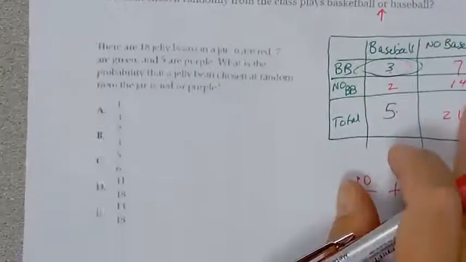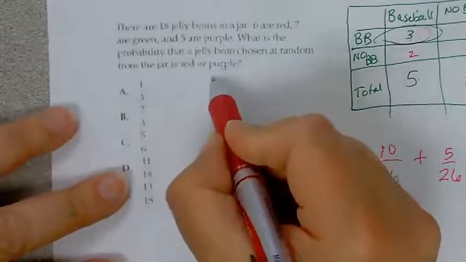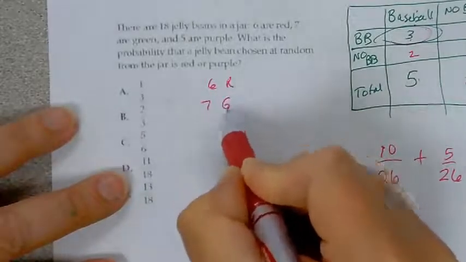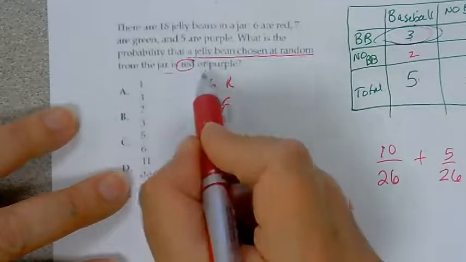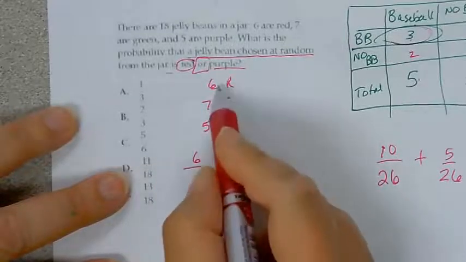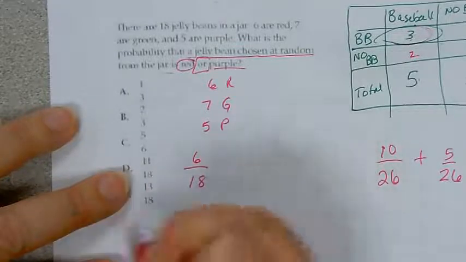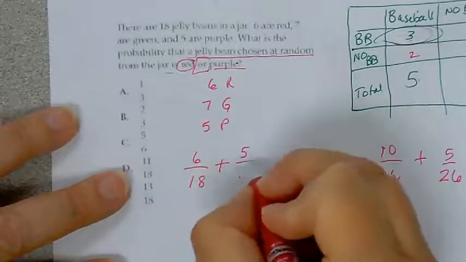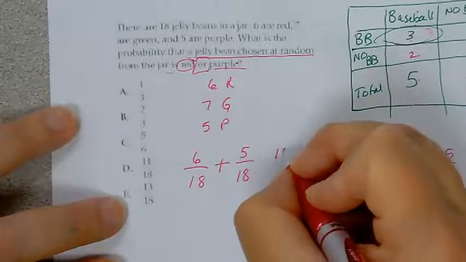So I've got a couple more problems here that I've just taken out of an ACT practice book. There are 18 jelly beans in a jar, 6 red. So if I was taking this on the ACT, I would go ahead and write that out. 6 red, 7 green, 5 purple. What is the probability that a jelly bean chosen at random is red or purple? So red jelly beans would be 6 out of the total, which is 18, plus purple is 5 out of 18. And there aren't any that are the same, red and purple, so the probability would be 11 out of 18.